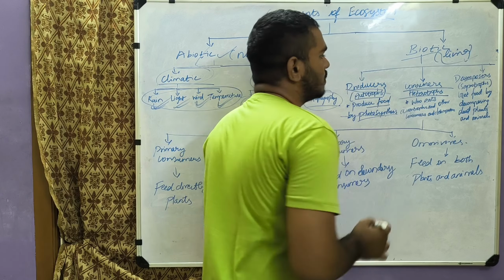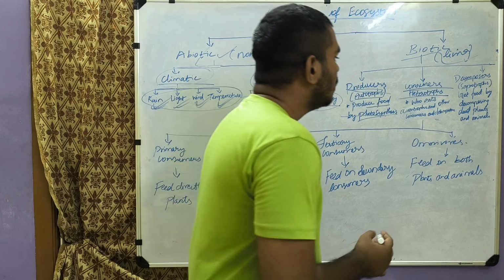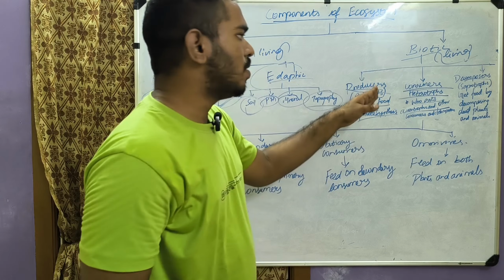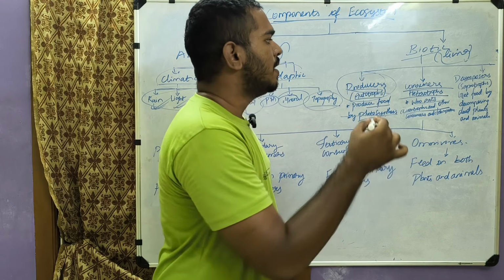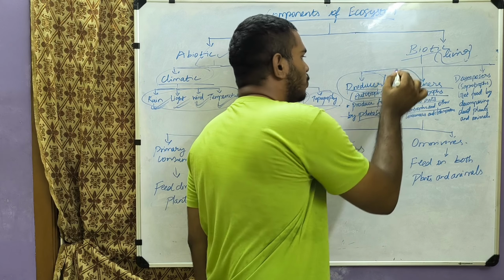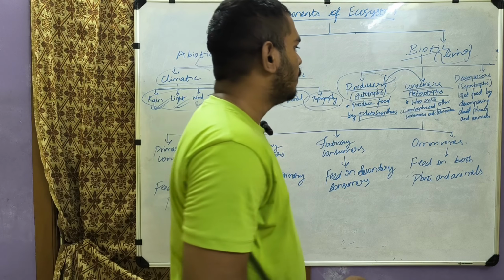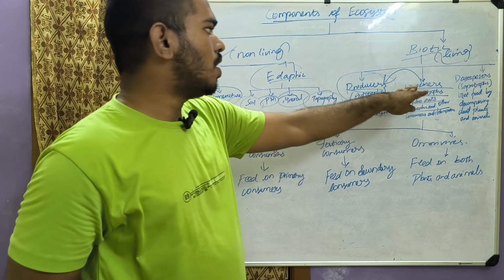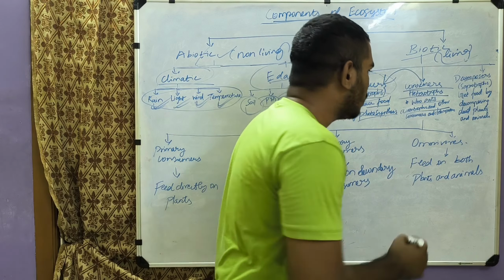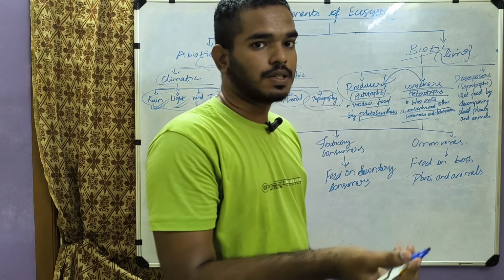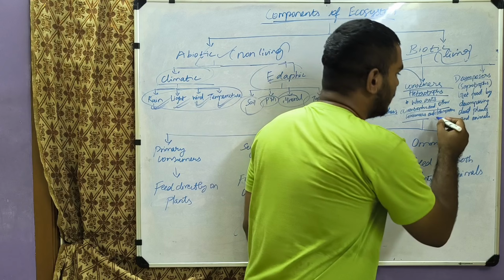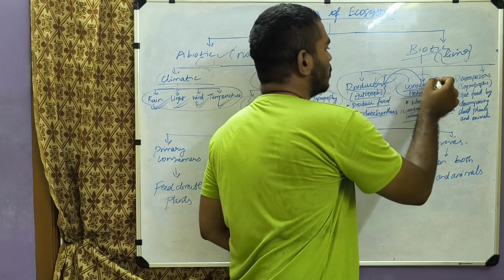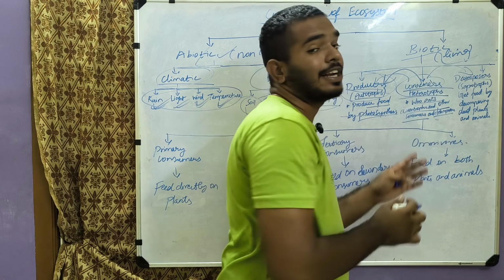Next one is consumers or heterotrophs. The consumers or heterotrophs are those who eat these autotrophs. So these are the producers, and these consumers eat these producers. These consumers not only eat the producers but also eat other consumers and decomposers. So it eats the producers, the decomposers and the other consumers themselves.